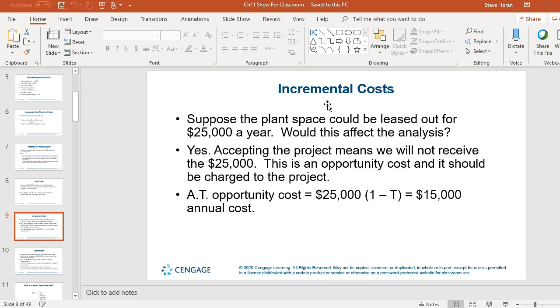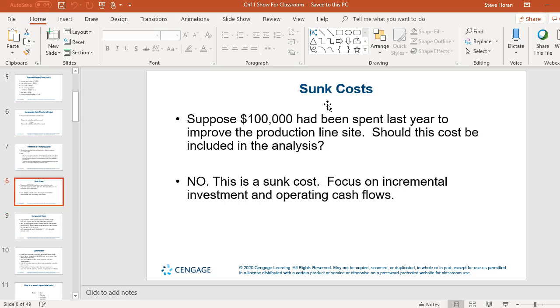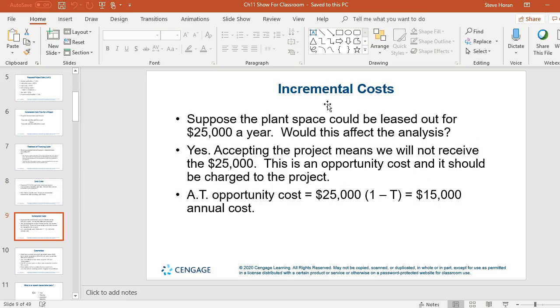So this particular plant space is empty, and that's what we're trying to figure out. We spent $100,000 last year to improve it, and now we're trying to figure out what should we do with it. And we've got two options. We can buy this machinery, make a new product, or we could just lease it out to somebody else. If I lease it out to somebody else, I'll make $25,000 a year. And so after tax, after the 25% tax rate, that'd be a net $15,000. So remember that we're focusing on the cash after tax.